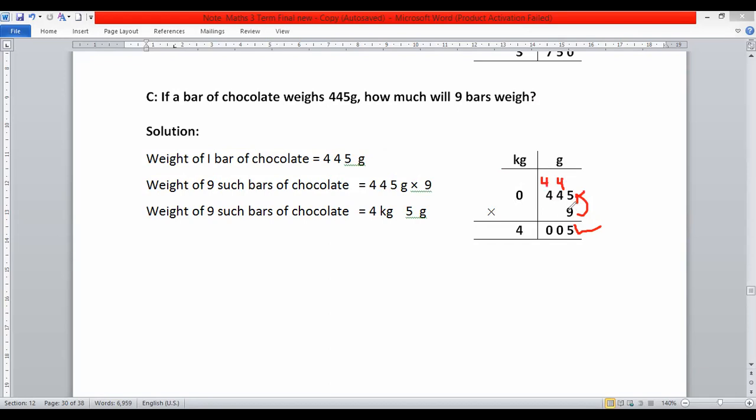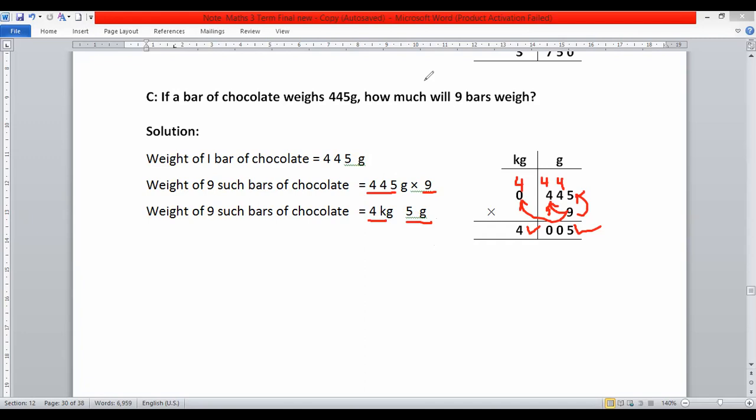Carry 4. Again 9 multiplied by 4, 36 plus 4, 40. Write 0 and carry 4. Dear students, whenever you multiply kilogram and gram at the same time, do not try to write a fourth digit here. You must take the 4-digit carry with kilogram. 9 multiplied by 0, that is equal to 0, plus 4, 4. So when you multiply 445 gram by 9, you get 4 kilogram and 5 gram.